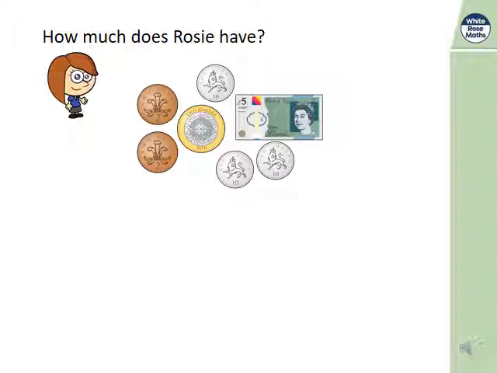So let's have a look at this one here. It says now, how much does Rosie have? Pause the video. How could you organise the coins and count up to work out how much she has?